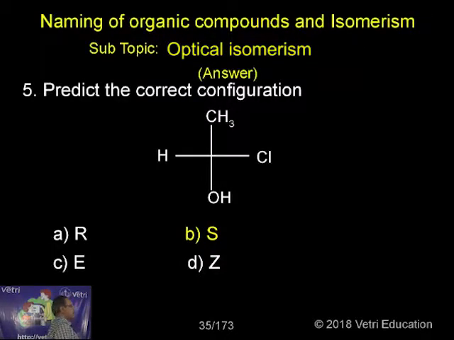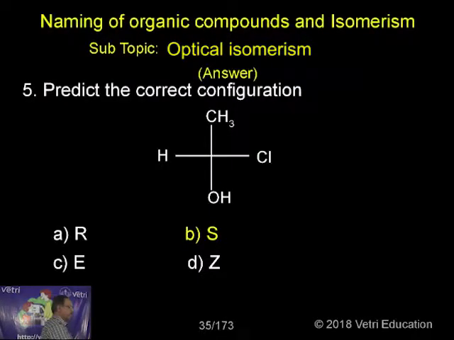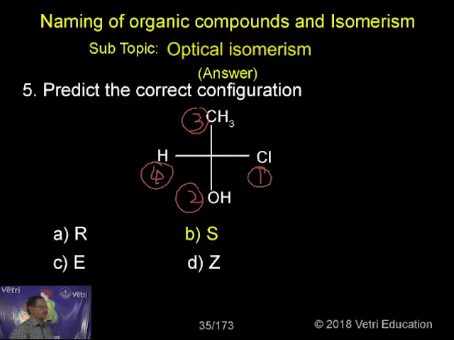Okay, now how to predict the configuration for this one? Kindly follow, I am giving one more piece of information. Let me take this example and I will write, you can follow. First give priority: chlorine is number 1, OH number 2, CH3 number 3, and this is number 4. Okay, we are fixed. And kindly follow, if you draw 1, 2, 3, it moves R.